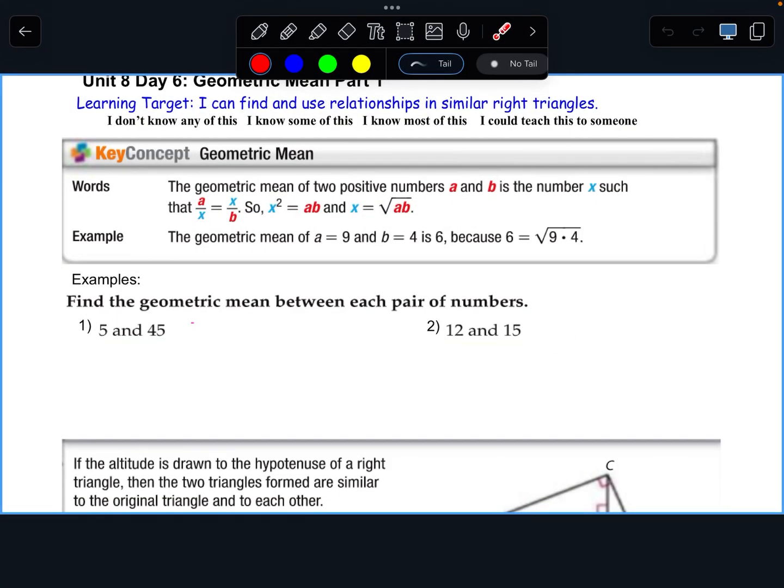That's just kind of the gist. So if they ask you to find the geometric mean of something, like the geometric mean of two numbers, you basically put it in this formula. You put x on the diagonal and then the two numbers on the other diagonal. Okay, and then you solve it.